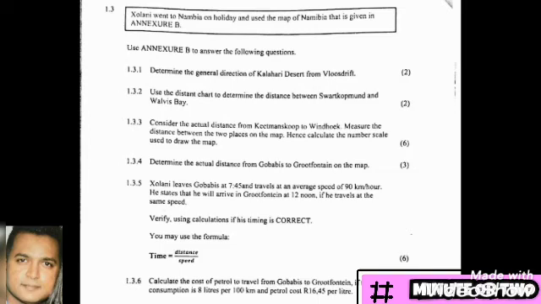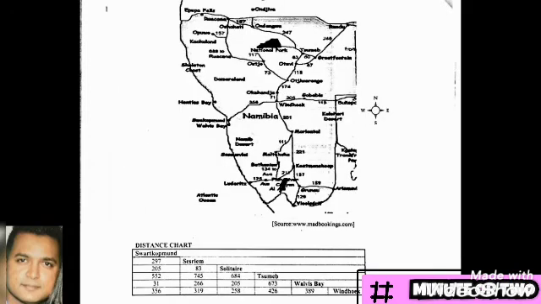1.3.3 consider the actual distance from Koppmund's Koop to Windhoek. Measure the distance between the two places on the map. Hence, calculate the number scale used to draw the map. So we know that number scales are written as map is to actual distance. Now, there's not much information in terms of figures given to us here, but we know that there is a distance chart given to us. Looking at the distance chart, you see that it has Windhoek in it, but it does not have Koppmund's Koop.